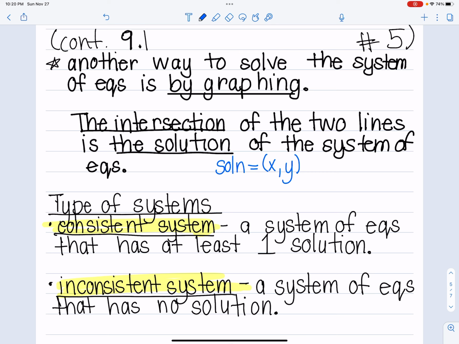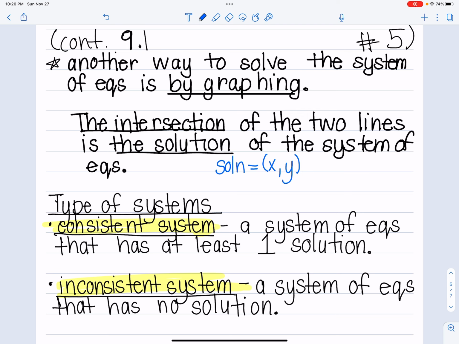An inconsistent system of equations is when you get no solution. An inconsistent system is when you have no solution at all. And the only time we had that was when I told you two lines are parallel. So that's when you had an inconsistent system.